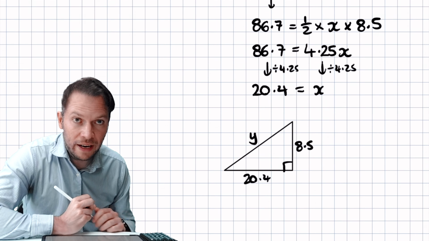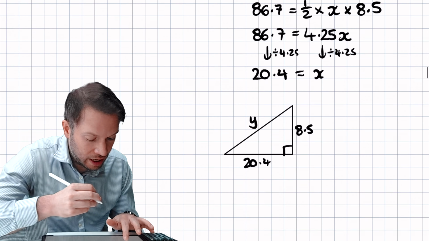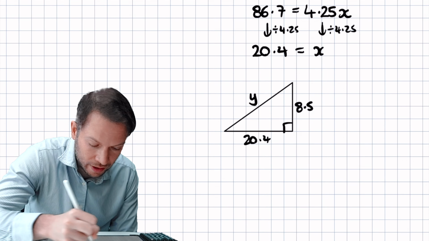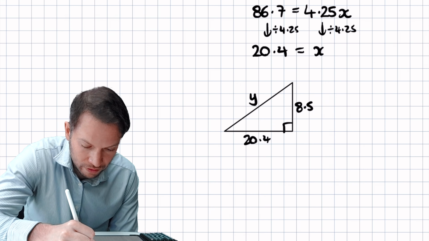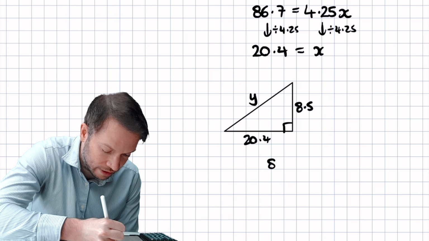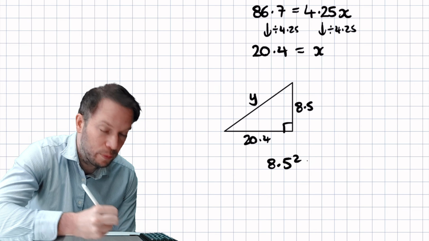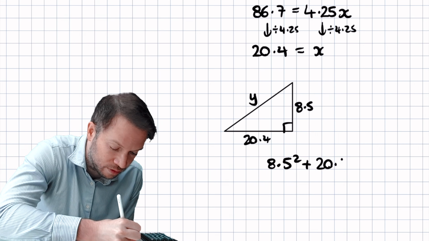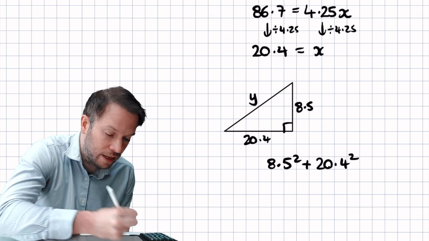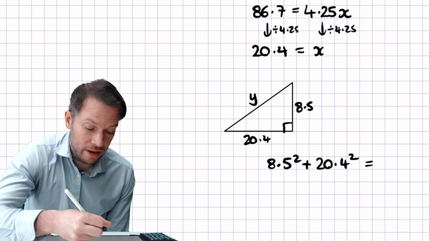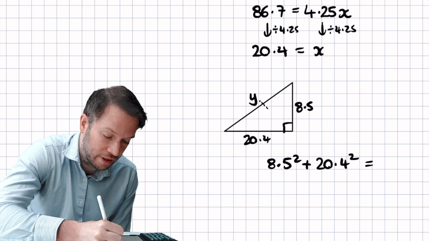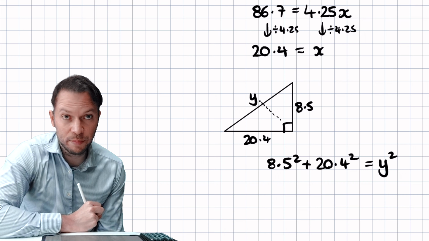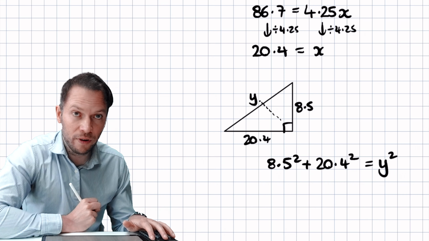Now, how does Pythagoras theorem work? We saw it in previous videos. If we do one of the shorter lengths squared, so either the 8.5 or the 20.4, let's say the 8.5 squared, and we add the other shorter length squared, so 20.4 squared, it doesn't matter which way those two go round, that is equal to the length of the hypotenuse squared. Remember, the hypotenuse is always opposite the right angle. It's the longest length. So that's Pythagoras theorem.